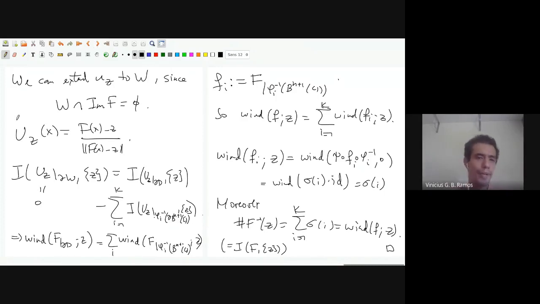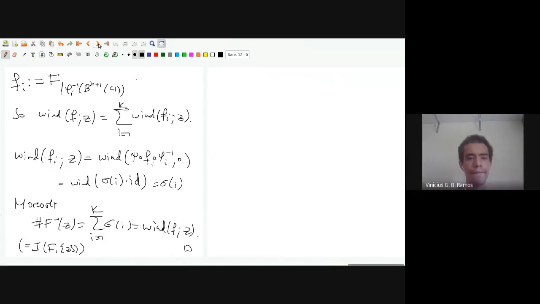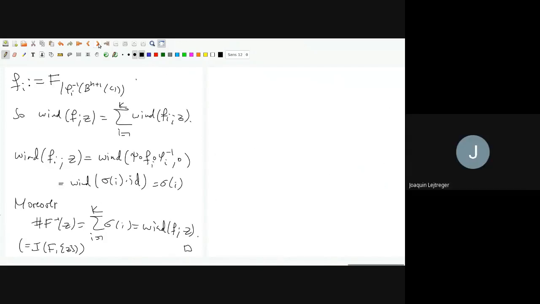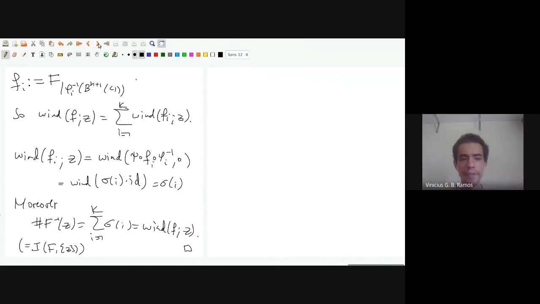Guillemin and Pollack, if you want, break this proof down into more steps. You can redo it in another way if you want. Other questions?